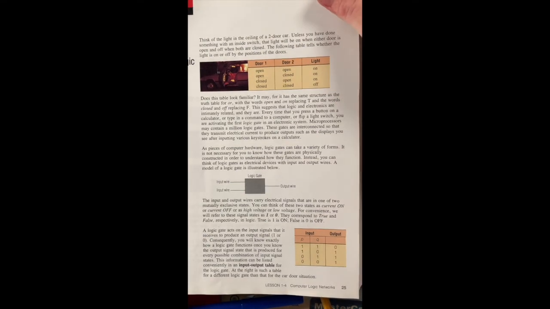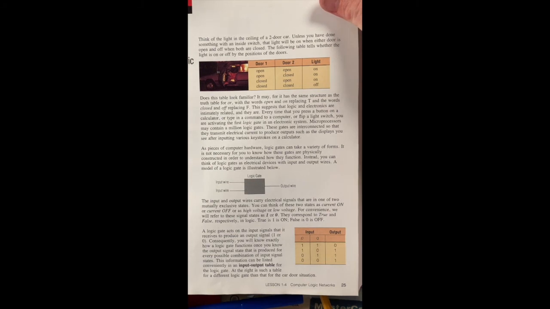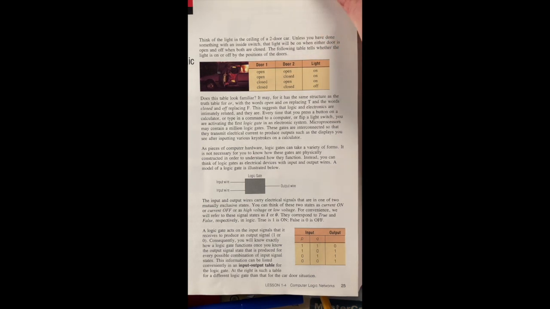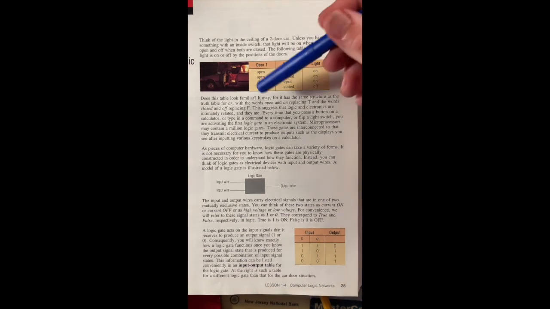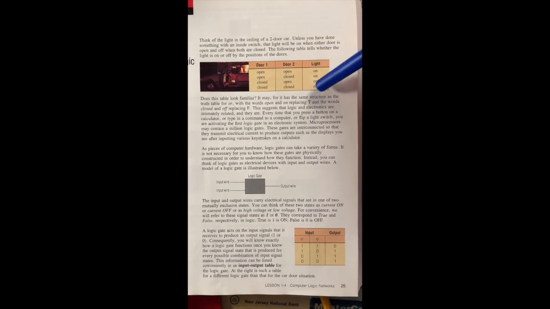If you've watched the logic gate videos, then you pretty much already know what 1-4 is about. It's an application of the logic we've been talking about. In this case, the example here is the light in the ceiling of a two-door car. If either of the two doors is open, the light is on. So they're both open, or one's open and the other's closed, or they're both closed. When the two doors are closed, the light's off, otherwise the light is on. So, that should pretty much look familiar.